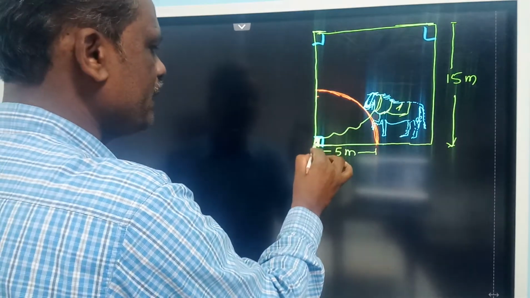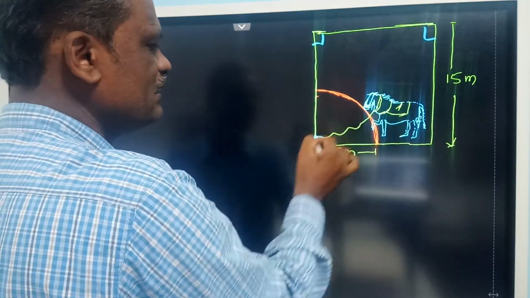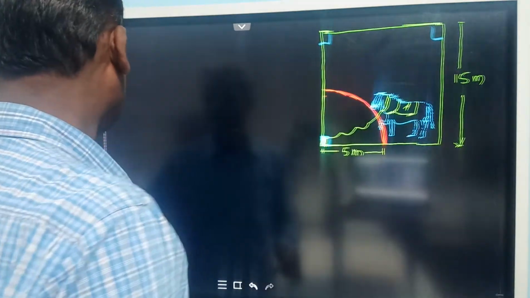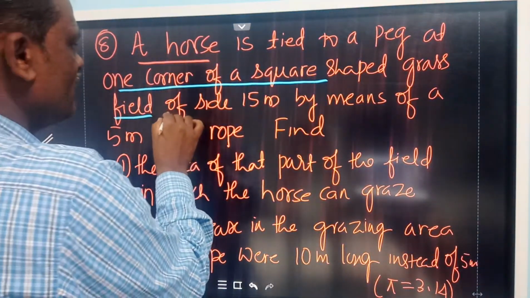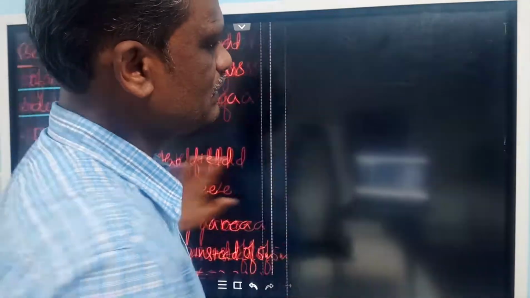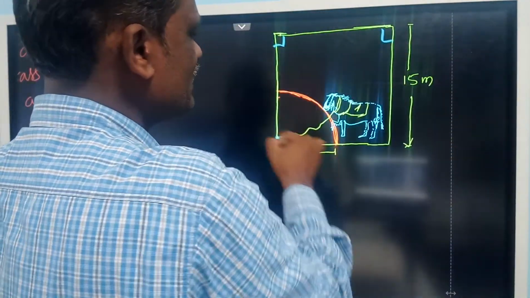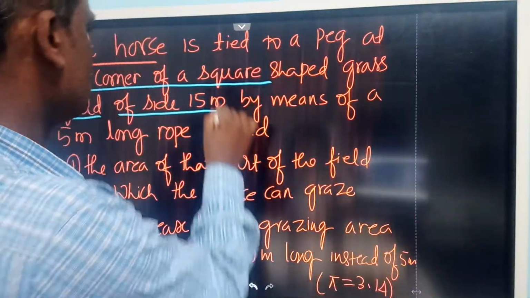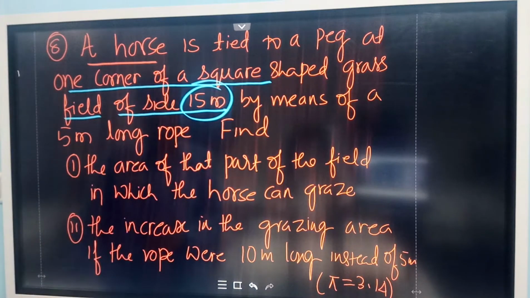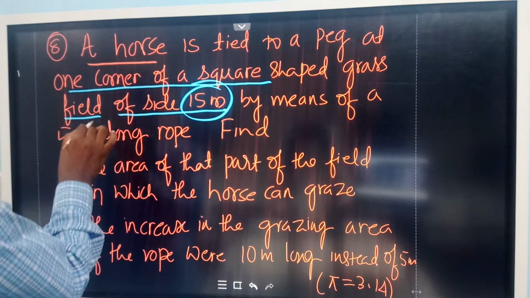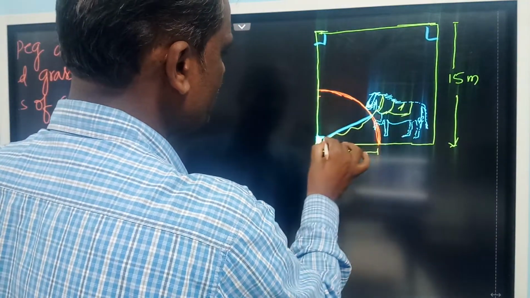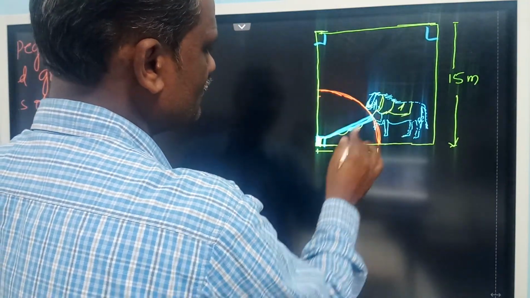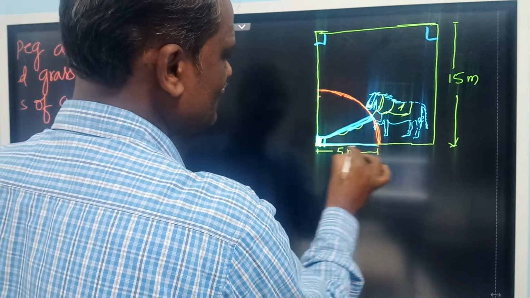And here is a peg. So this horse is tied here. Now, what is that? On the grass field of side 15 meter. So this length of the side is 15 meter. Each side of this square is 15 meter. So that is one important information. Then by means of a 5 meter long rope. So that means the rope, this length is 5 meter. From here to here it is 5 meter.